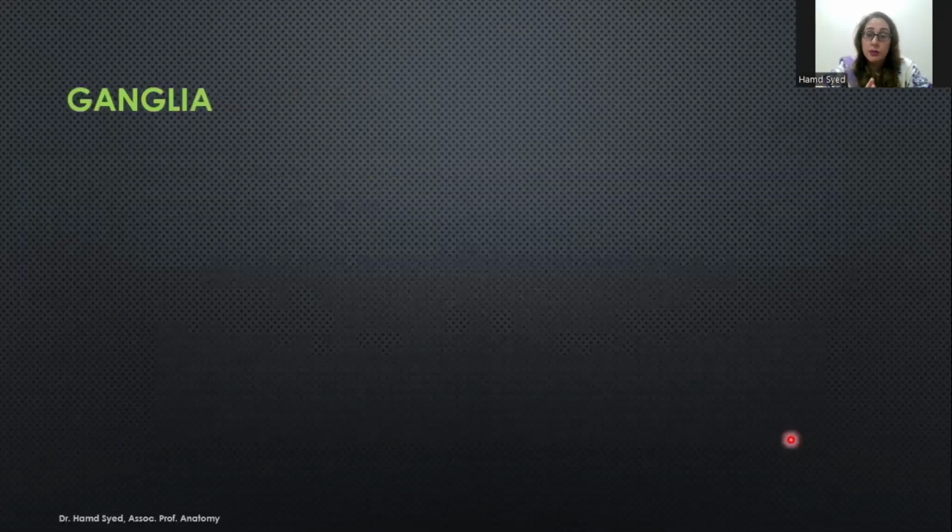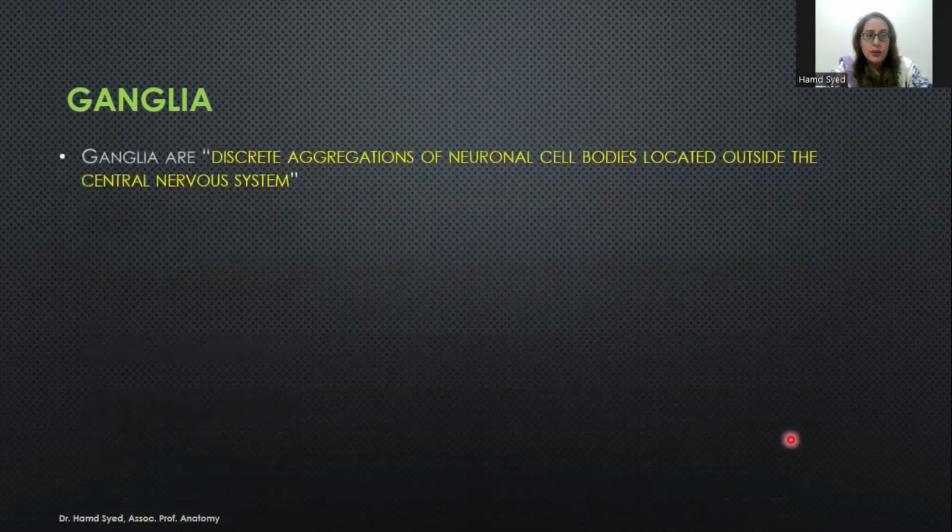Now that we've discussed the nerves, the histology of the nerves, we are now going to be talking a little about the ganglia. Now, what is a ganglion? Singular is ganglion, plural is ganglia. These are collections or discrete aggregations of neuronal cell bodies located outside the central nervous system. So remember that the collection of neurons within the central nervous system is known as nuclei, but collections of neurons outside the central nervous system are known as ganglia.